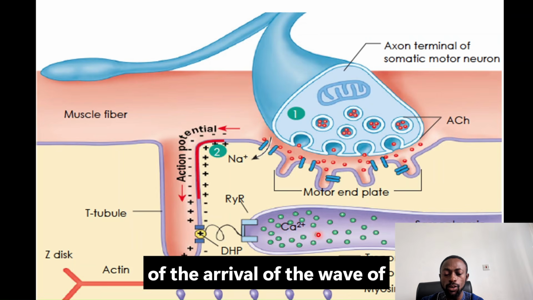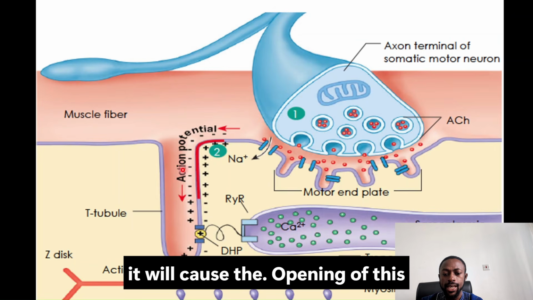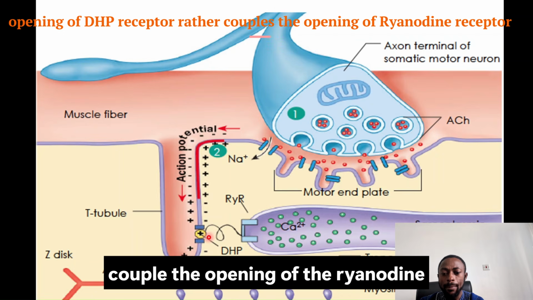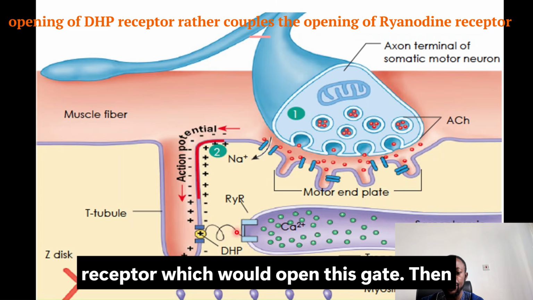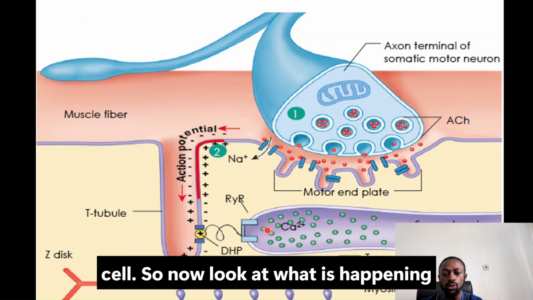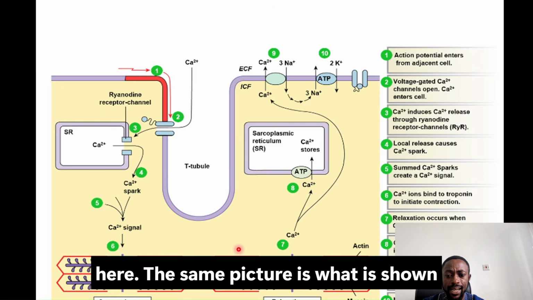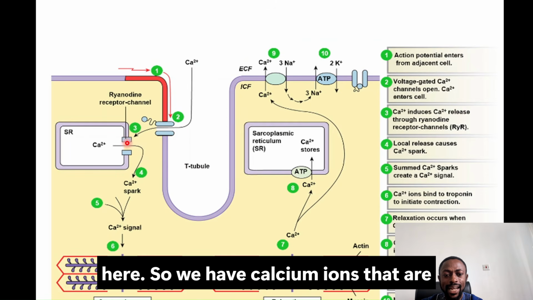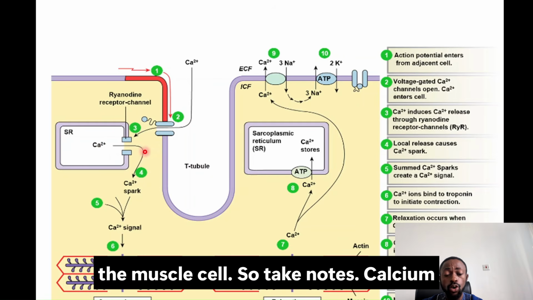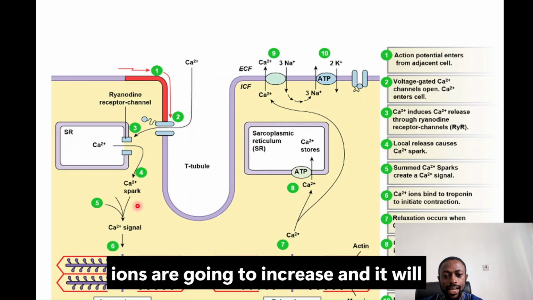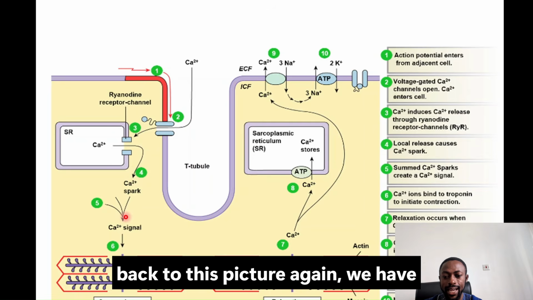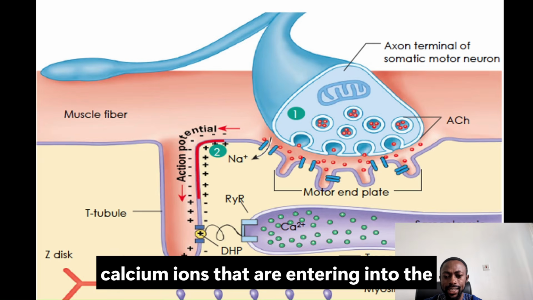But then because of the arrival of the wave of action potential down the T-tubule, it will cause the opening of this ryanodine receptor, which would open this gate. Then calcium ions will begin to flow into the cell. So now look at what is happening here. The same picture is what is shown here. So we have calcium ions inside the sarcoplasmic reticulum, which are now going to flow into the muscle fiber. So take note, calcium ions are going to increase and flow down into the muscle fiber. So going back to this picture again, we have calcium ions that are entering into the muscle fiber.